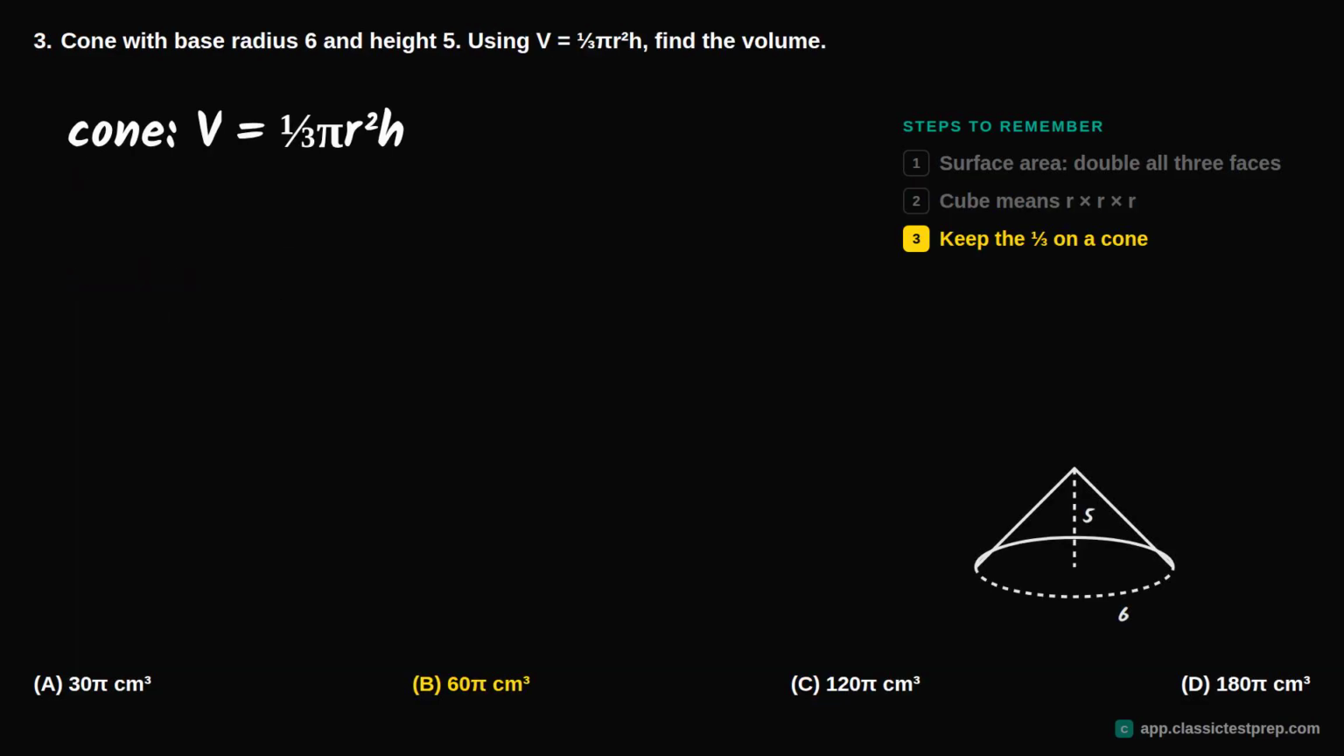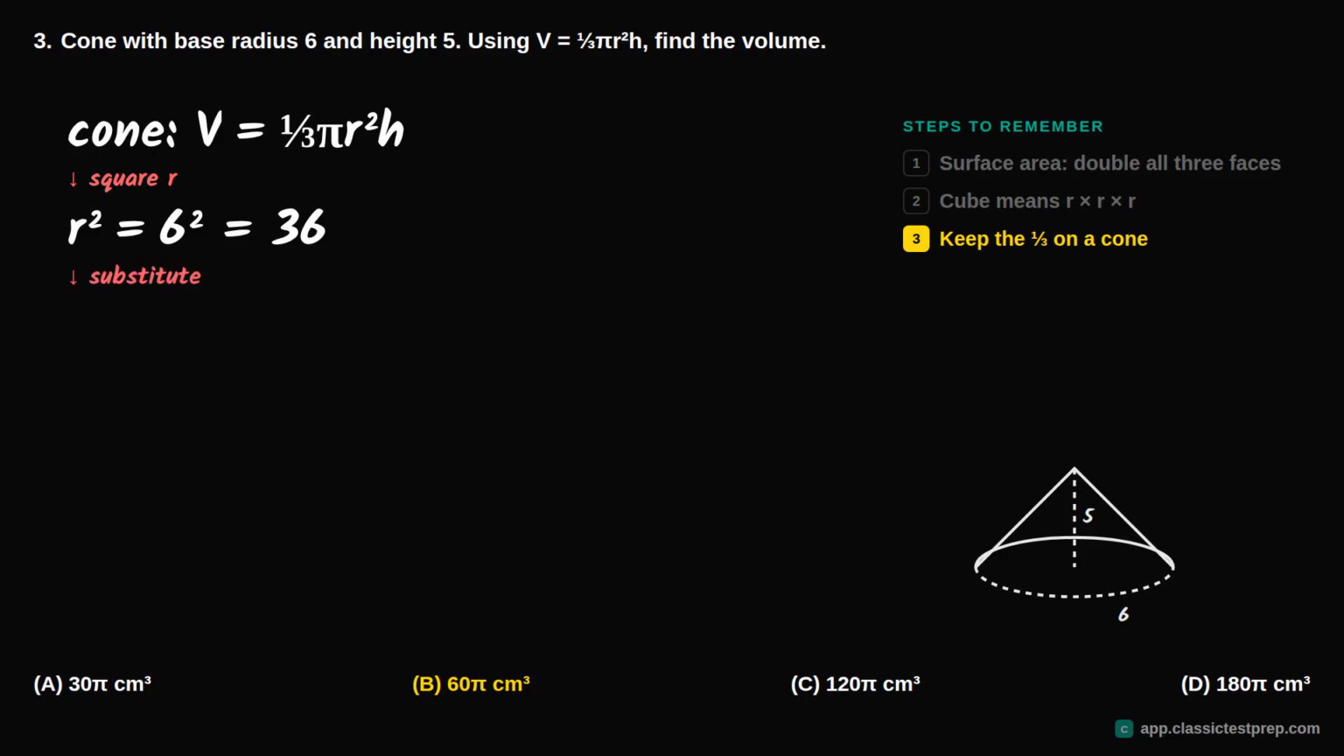Let's do question 3. A cone with a base radius of 6 and a height of 5 has what volume? Now this is a cone, not a cylinder, so the volume equation is 1/3 pi r squared h, where h is the height. So we have to find the area of the base first, which is pi r squared.